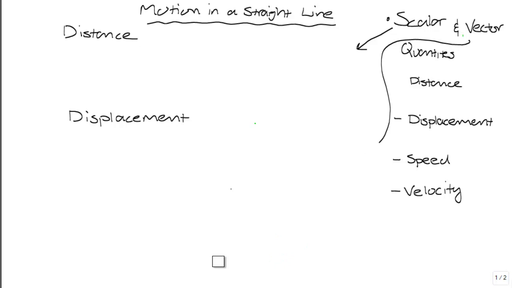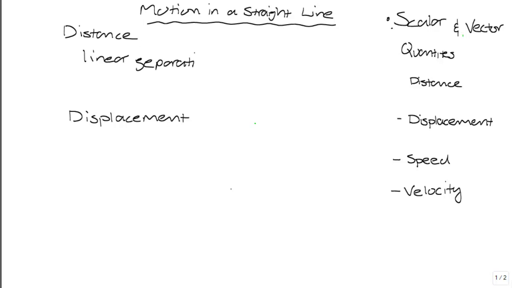Alright? So now that we've covered the difference between scalar and vector quantities, we can move on to the topics that we're going to focus on today for motion in a straight line. The two topics that we want to start with are distance and displacement. Now, distance is simply the linear separation between 2 points.